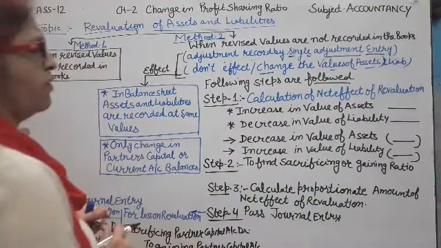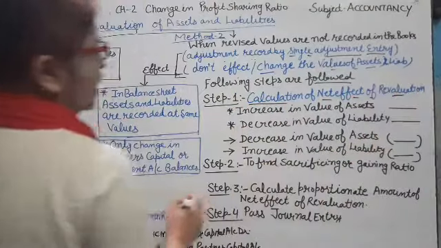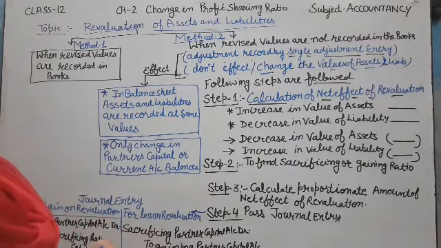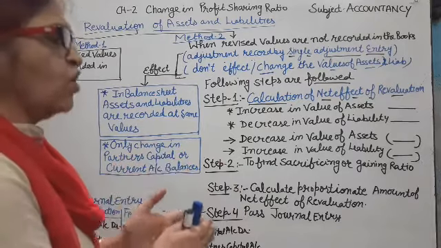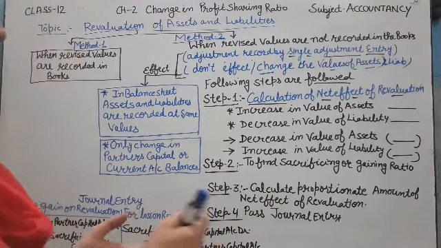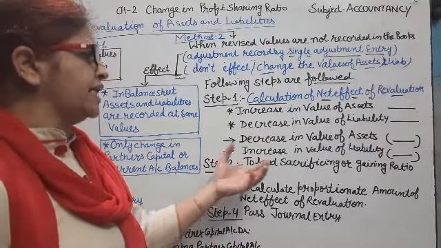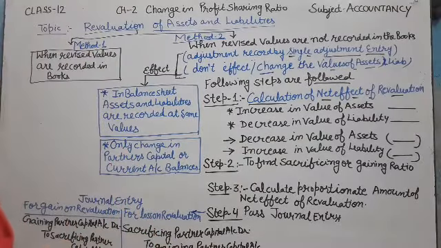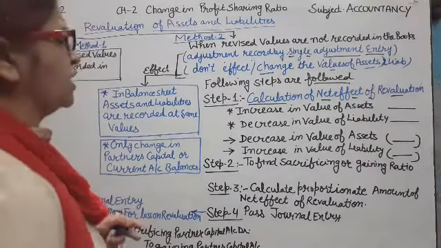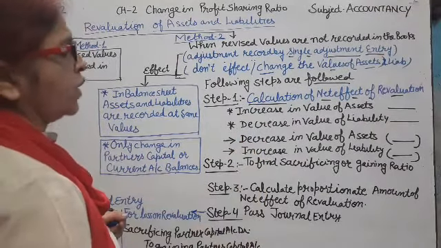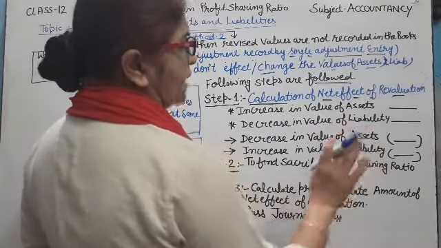Now I explain the steps followed to solve this method. First of all, step number 1, we calculate the net effect of the revaluation. What was the net effect of the revaluation? Revaluation means what is the value of increase of assets, what is the value of decrease of liability, how much value of assets has decreased and how much value of liability has increased. Same as the revaluation account, but we don't prepare a revaluation account. We calculate this net effect by the help of a simple working note or a table.